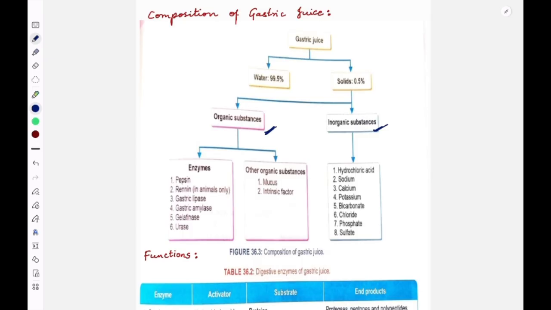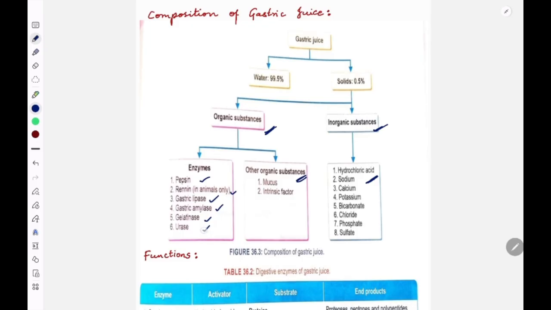The organic substances include enzymes and other organic factors, whereas the inorganic substances include the majority of the minerals, the elements and HCl. Okay, so what are the enzymes that are present? One is pepsin. This pepsin is required for the digestion of proteins. Renin is required for digestion of proteins in animals. Gastric lipase for the digestion of lipids. Amylase for the digestion of carbohydrates. Gelatinase and urease are the other important enzymes required in digestion.